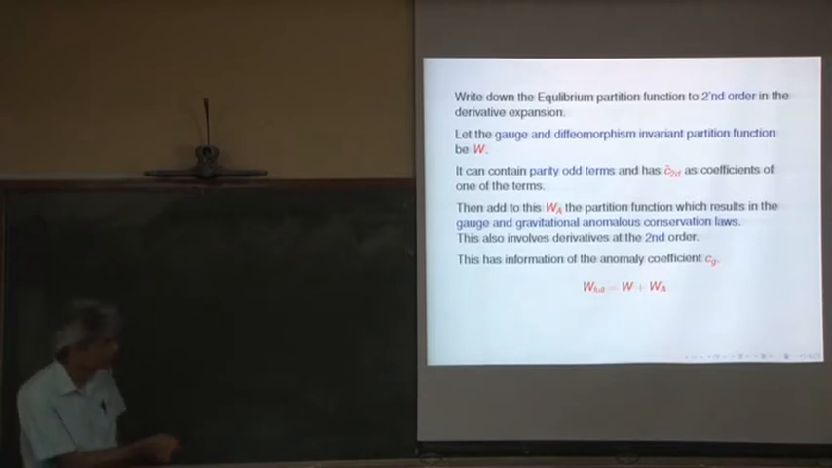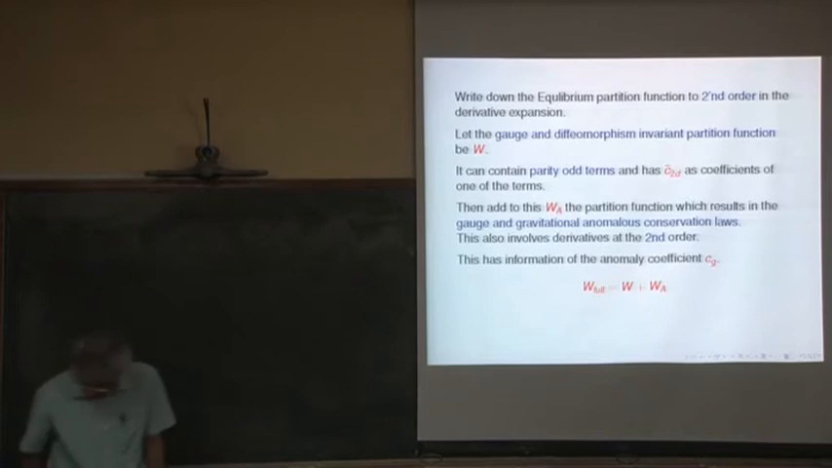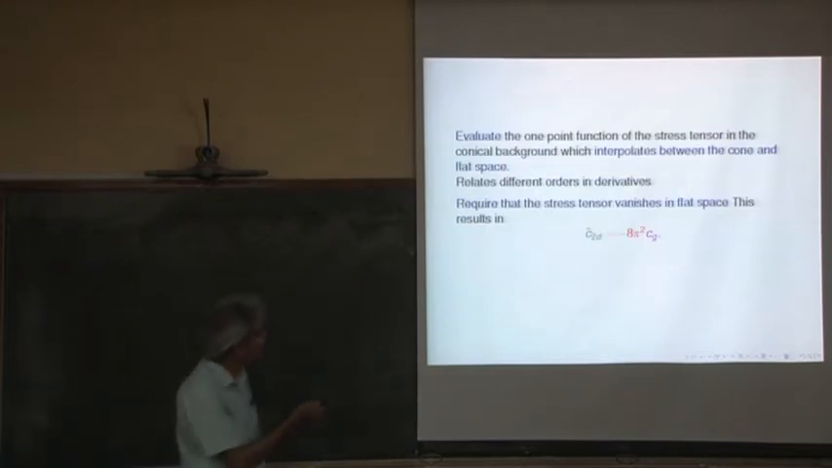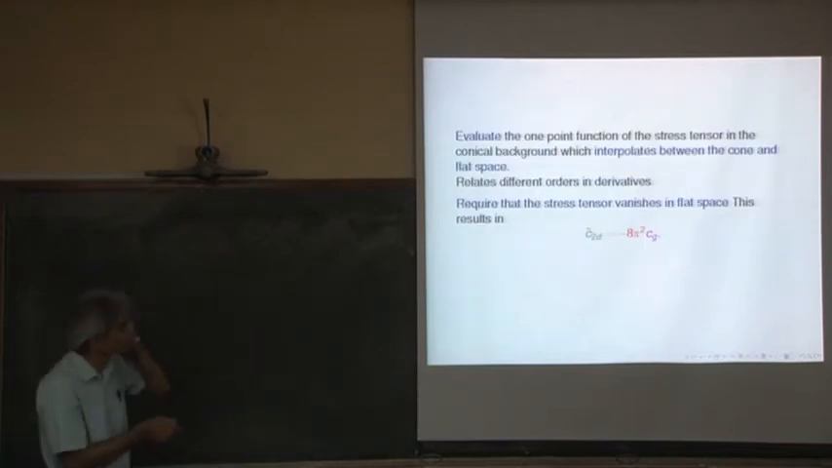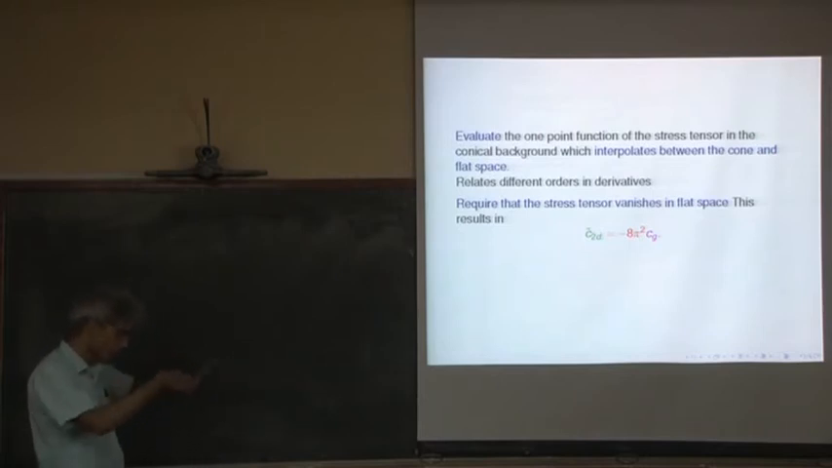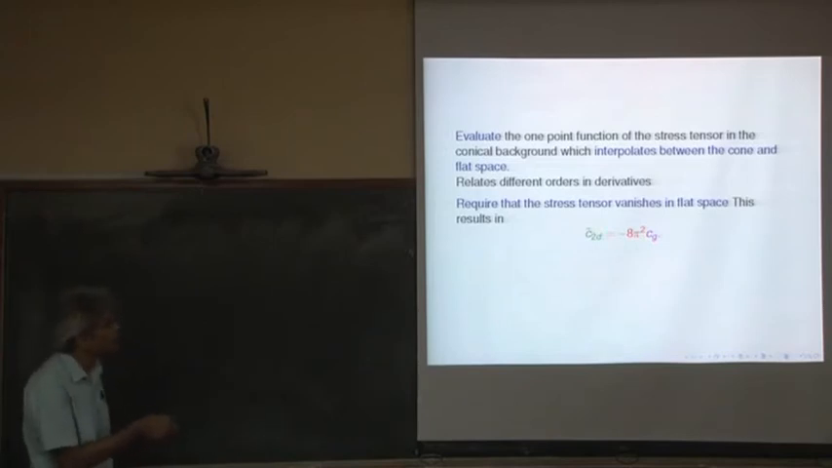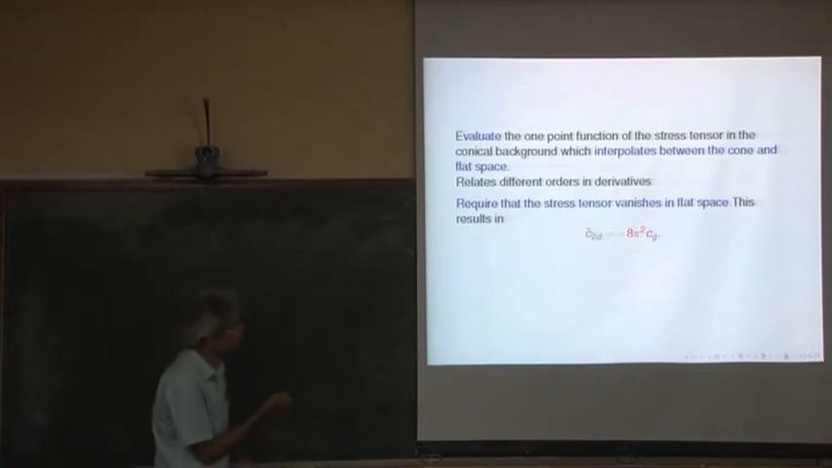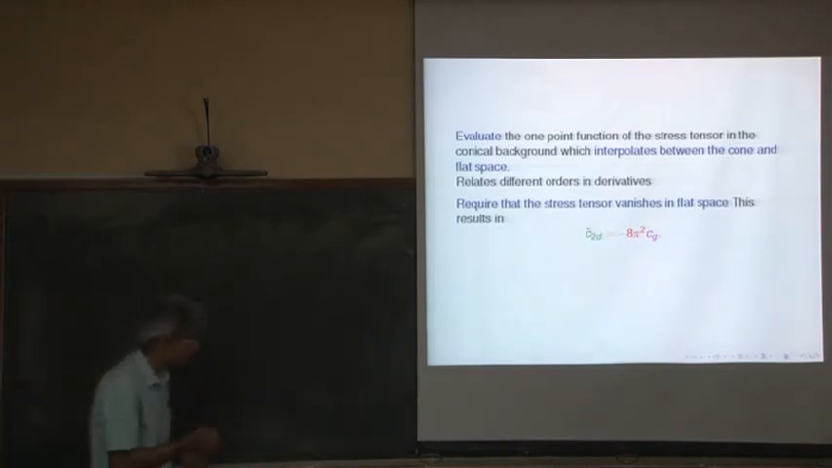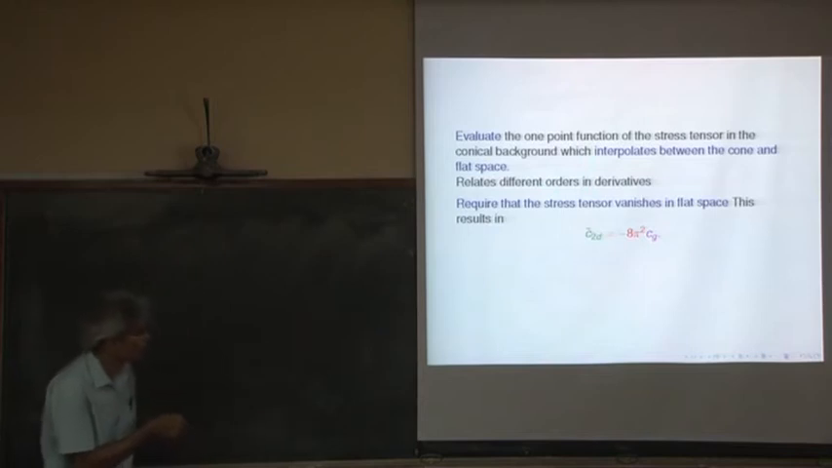And then consider the full partition function, and evaluate the 1-point function of the stress tensor in the conical background. So this partition function is considered on the curved space, and you evaluate the 1-point function of the stress tensor in this conical background, which interpolates between the cone and the flat space. And this is what I think allows you to relate orders in derivative. But of course, there is this thing about the cone. But okay, we'll see that effect soon. It relates different orders in derivatives.